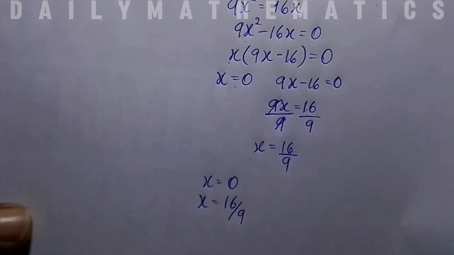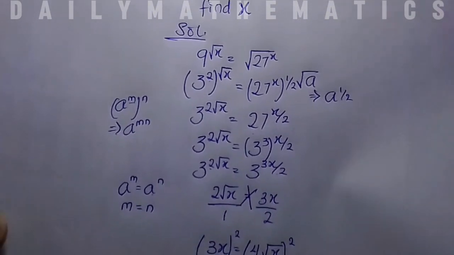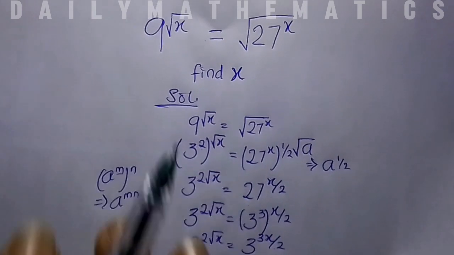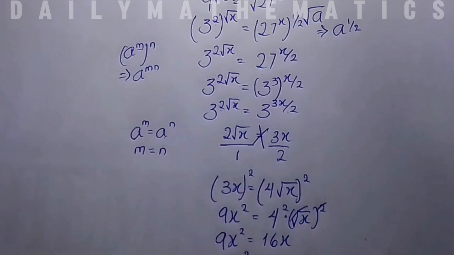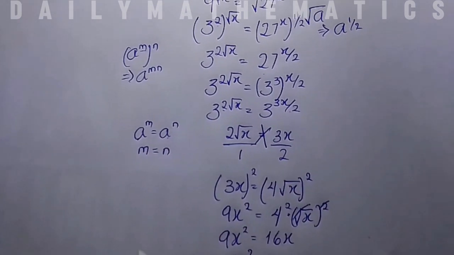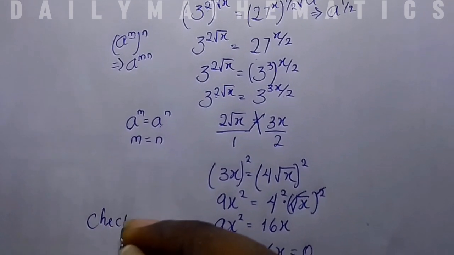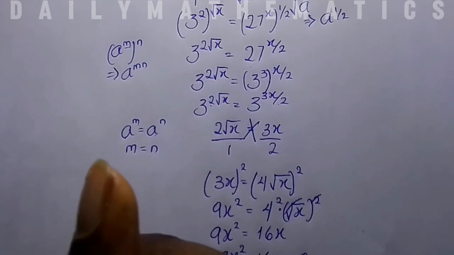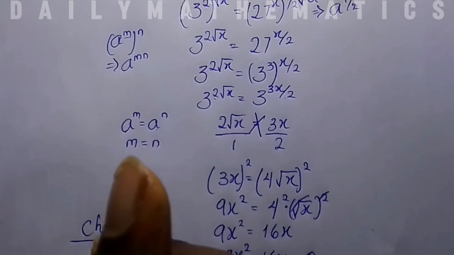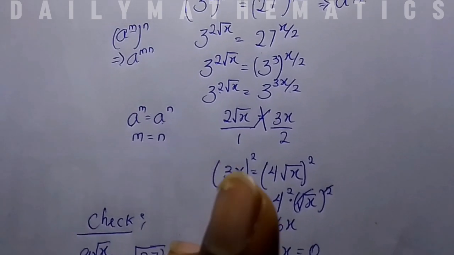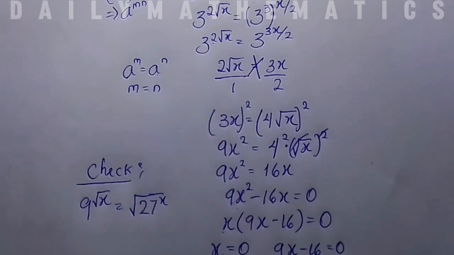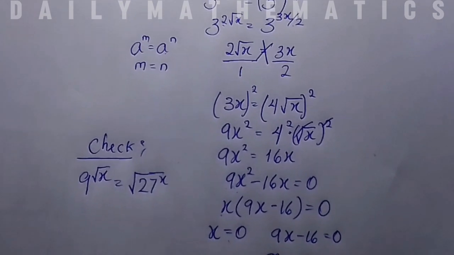Now using the original equation, which is 9 raised to the power of root x equals root 27 raised to the power of x, let's check our work.